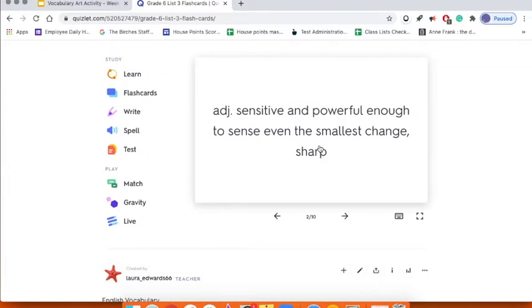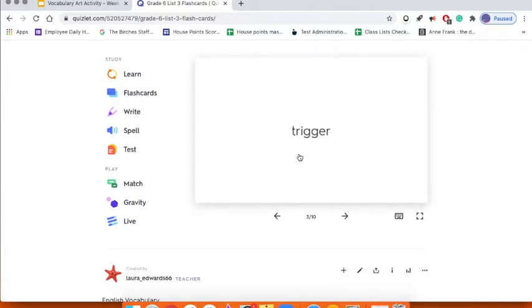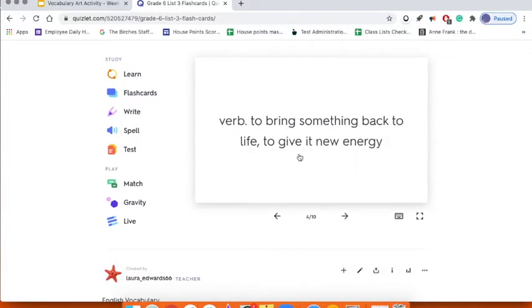or an acute knowledge of technology would be a really sharp and good knowledge of technology. Trigger is a verb, to cause or to set in motion. Thinking about how sometimes someone can trigger an avalanche. To revive, it's another verb, and it means to bring something back to life or give it new energy.